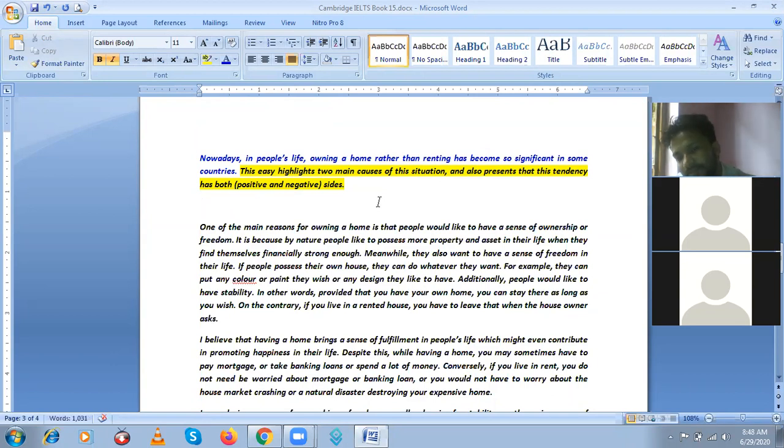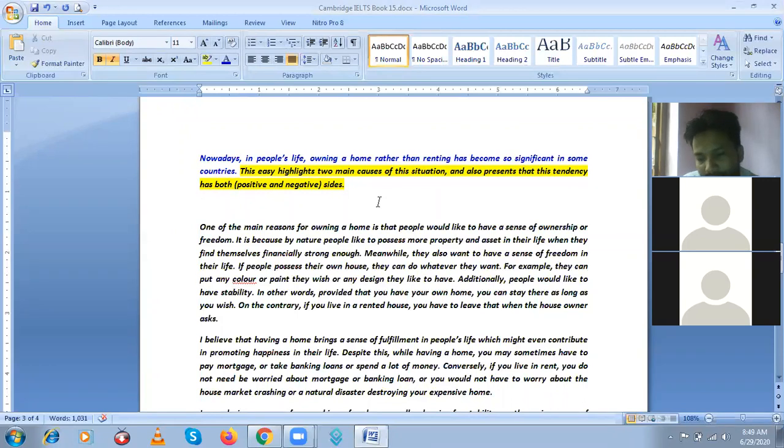And this essay highlights two main causes of this situation. In body 1, we'll be directly answering the first question. And then there is a comma, and also presents that this tendency has both positive and negative sides. So this is the positive and negative development, okay? So the question is fully paraphrased, which is the task response. This is the marking criteria. We'll be talking about this later.